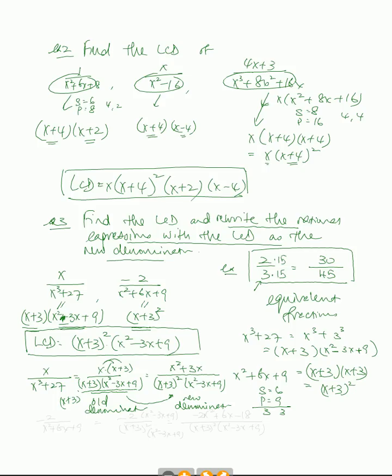Okay, let's try the other one. Negative 2 over x squared plus 6x plus 9. His denominator is x plus 3 squared, but what I want is x plus 3 squared times x squared minus 3x plus 9. Again, compare the two. You notice, hey, you're missing an x squared minus 3x plus 9. So I have to multiply the top as well by x squared minus 3x plus 9. So when I distribute the negative 2 into the new numerator, it now reads negative 2x squared plus 6x minus 18.